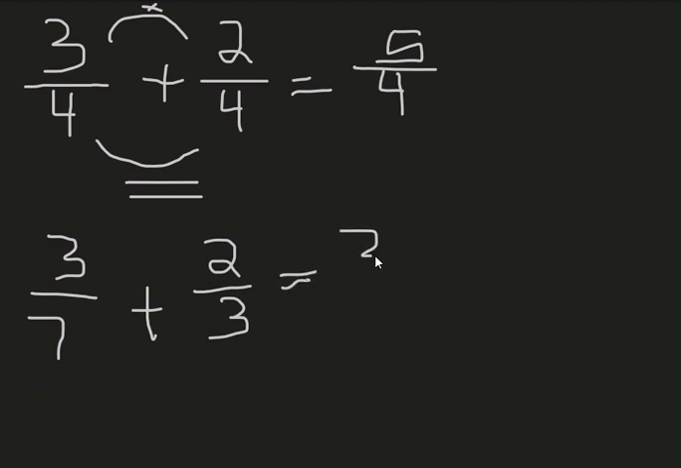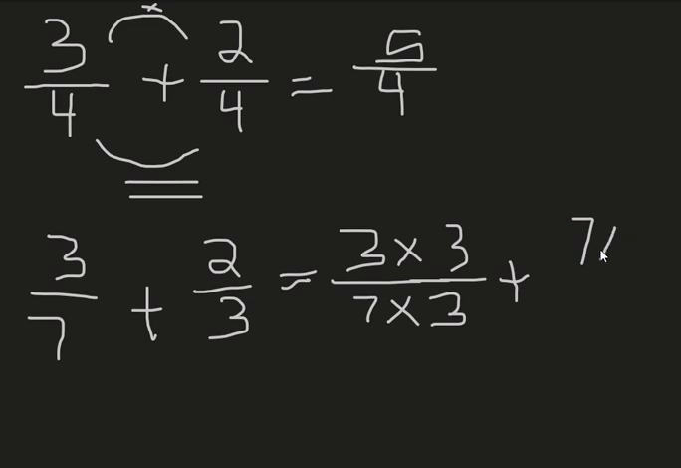So 3 over 7, and to make the denominator equal, times 3 here, because 7 times 3 if you do the cross multiplying. So you multiply both of these numbers by 3, and then you multiply both of these numbers by 7, plus 7 times 2 if you bring the 7 to the other side, and 7 times 3. As you can see, the denominators are now the same. So now let's simplify.